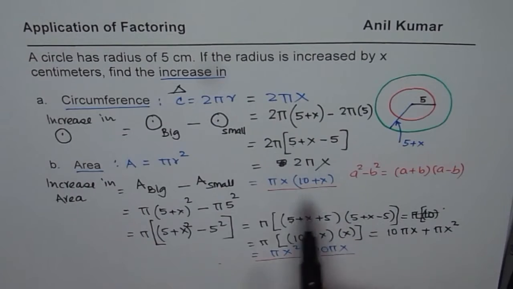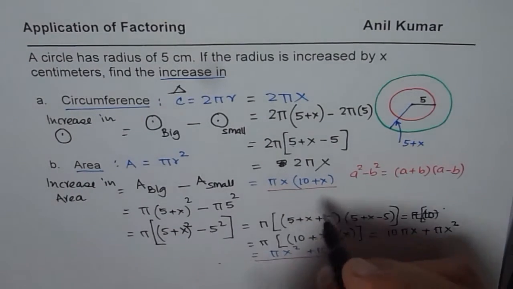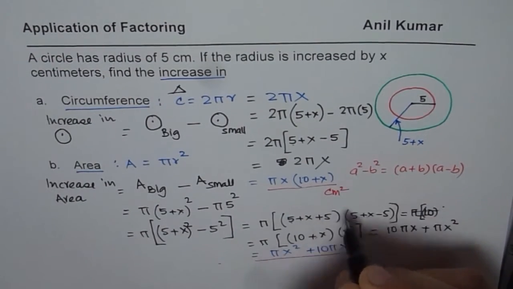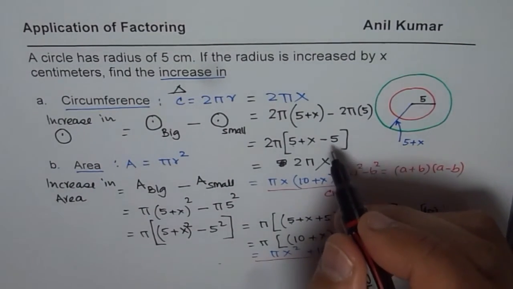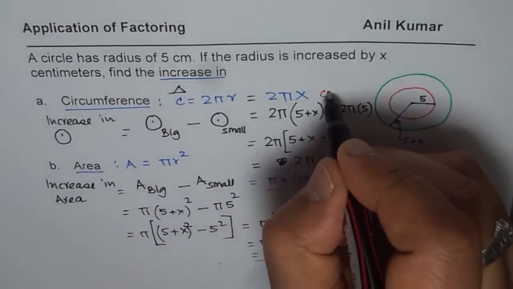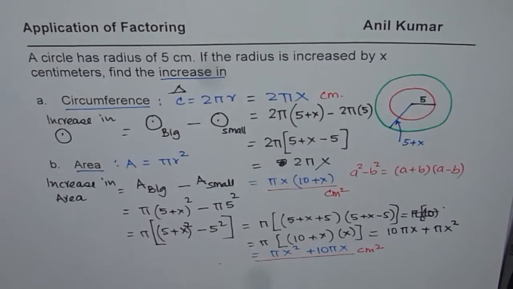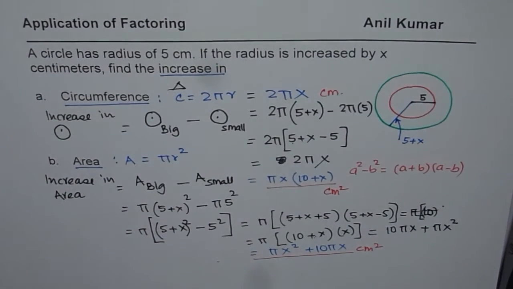And the units here will be centimeter square, right? So units will be centimeter square for change in area, and for change in circumference, the units will be centimeters. It's kind of important not to miss the units. So that is how you can find increase in circumference or area for the given circle where the radius is increased by x. I hope that helps. Thank you and all the best.